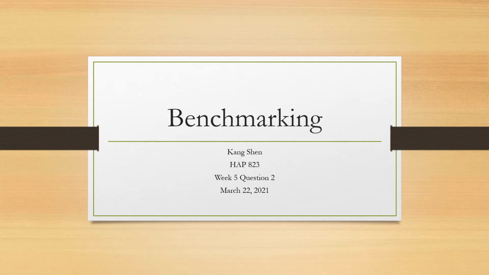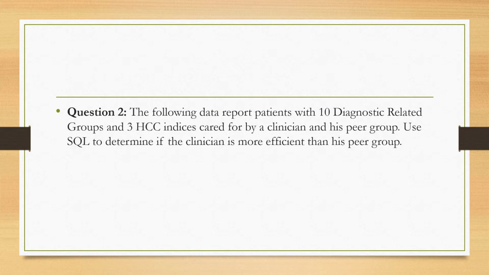For this TeachOne video, I will work on the benchmarking problem for HAP823 class, week 5, question 2. The question is asking: the following data report patients with 10 diagnostic-related groups and the 3 HCC indices cared for by a clinician and his peer group. Using SQL, determine if the clinician is more efficient than his peer group.